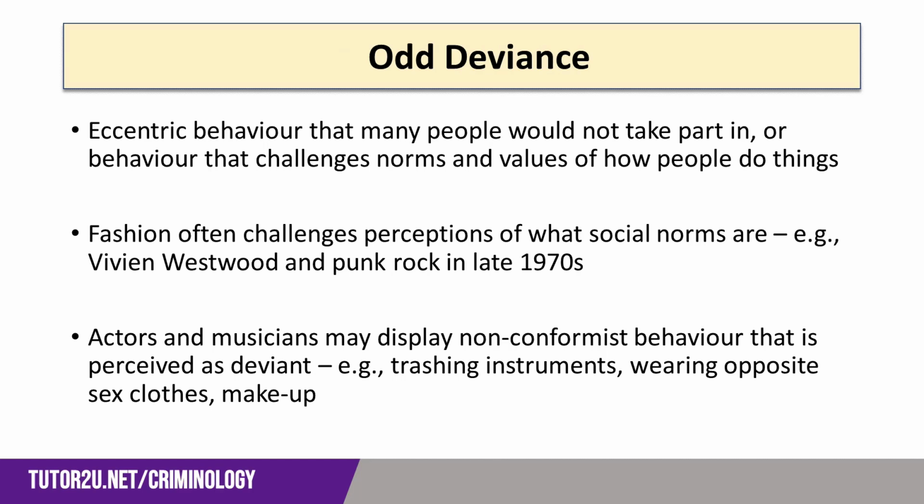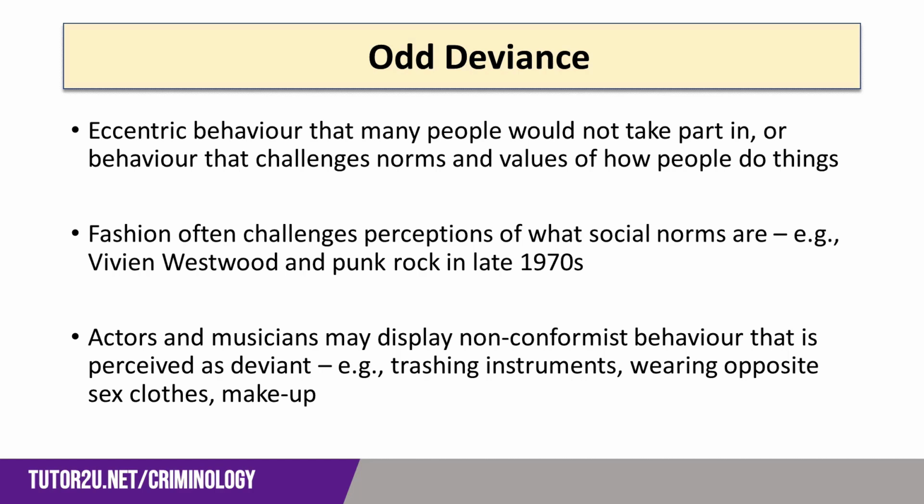A second form of deviance is odd deviance. This, quite simply, is eccentric behaviour that doesn't conform to the norms and values that most people would uphold. Whilst it's not illegal, it is perceived to be abnormal and not the done thing. One such area where this is often the case is fashion, which consistently challenges perceptions of what social norms are.